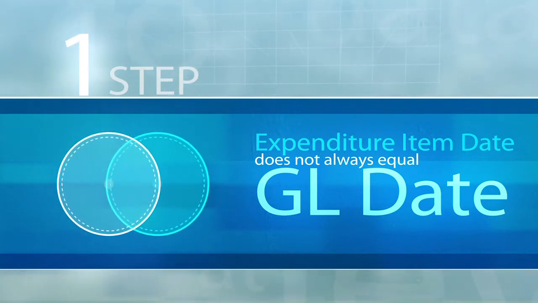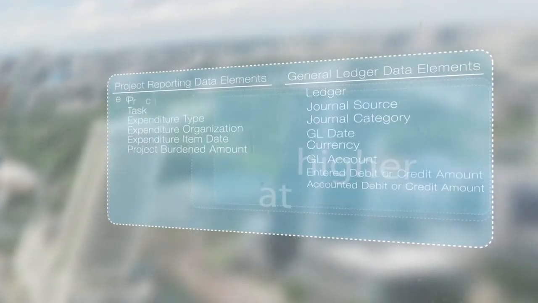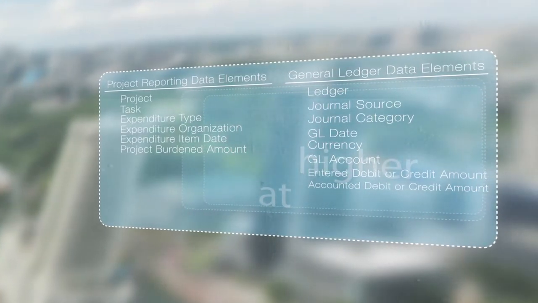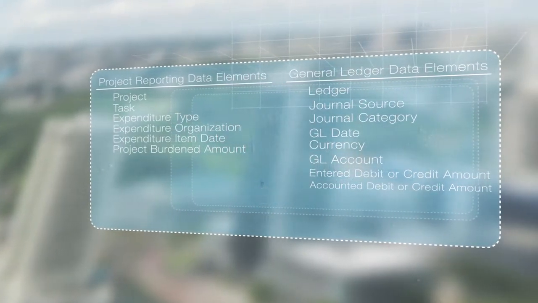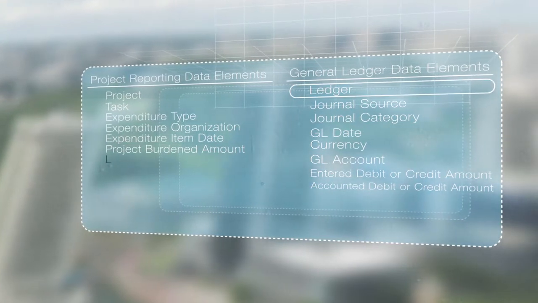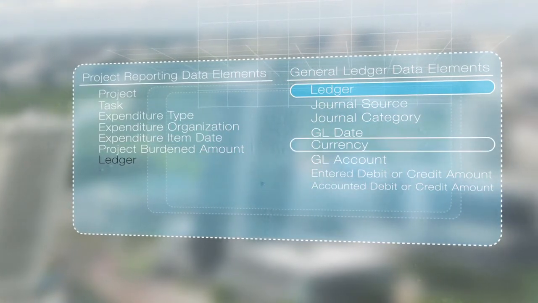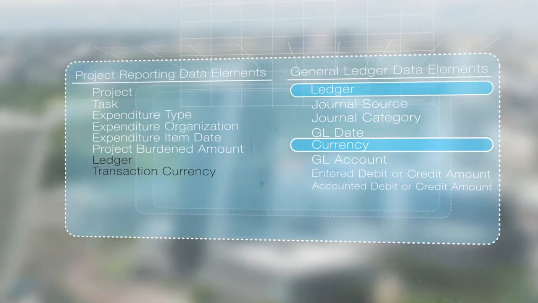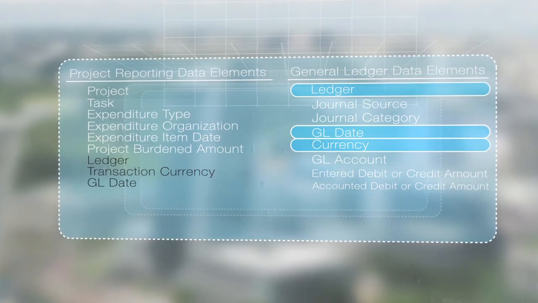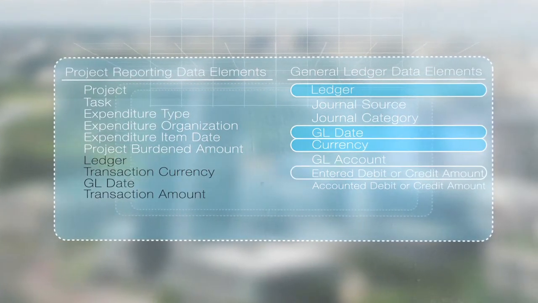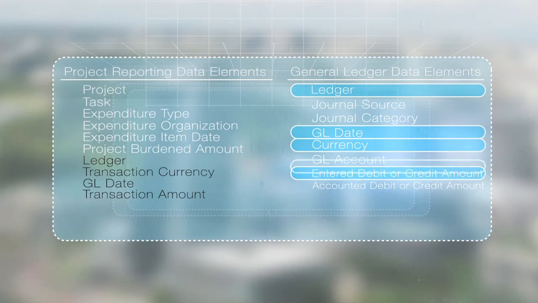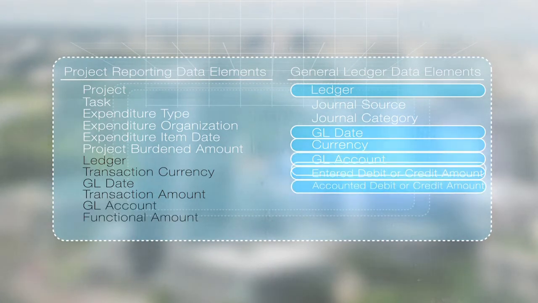So let's start with the data elements on a typical project report. As is, this report will be difficult to reconcile to the GL. But if we add the necessary data elements, then we can build our mapping to the GL by adding ledger, GL date, currency, transaction amount, functional amount, transaction source, expenditure class, and distribution status. We can find the corresponding GL journal for each expenditure item.